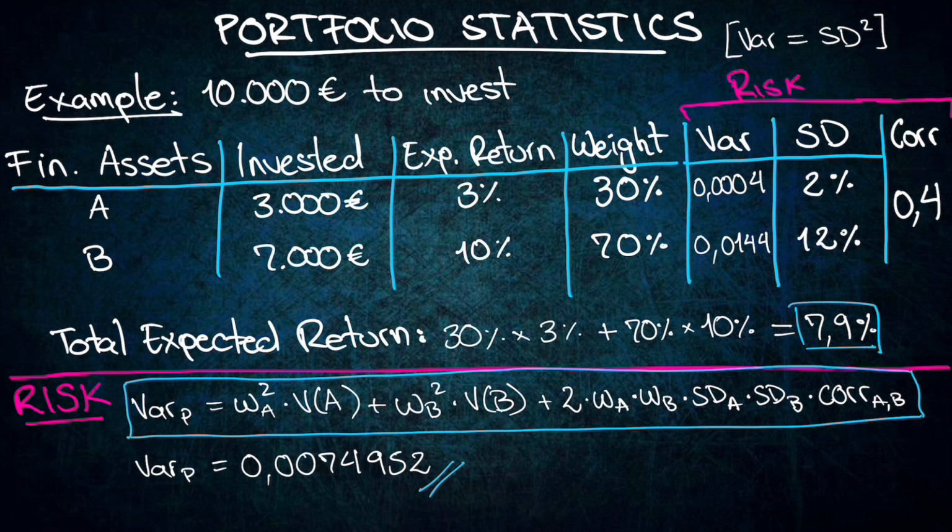In the next lesson, we will see some examples also using negative correlation. Or you can try it here in this same example. What would happen if this correlation, instead of being 0.4, would be negative 0.4? You will see that the whole variance will be lower.